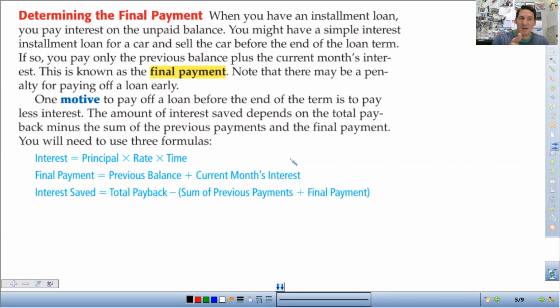Here it mentions there may be a penalty for paying off a loan early. They may add in extra interest or something. It depends on the loan and the terms of the loan. The reason there'd be a penalty is that the bank makes less money if you pay it off early. But I've paid off loans early, and I don't remember ever having to deal with a penalty. So if you take out a loan and you're able to pay it off early, go ahead and do that. So let's look at an example here.